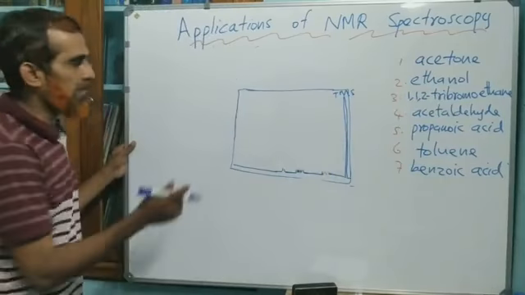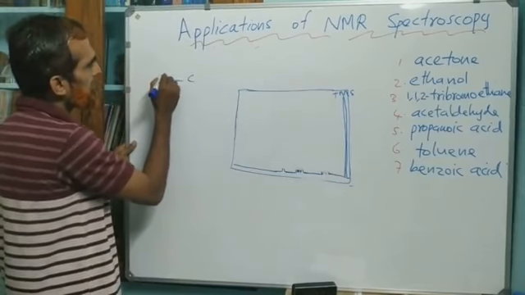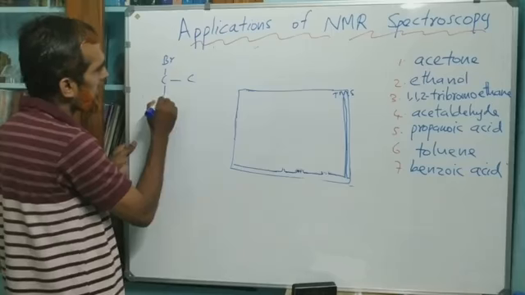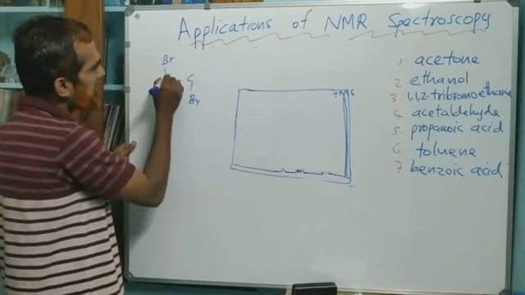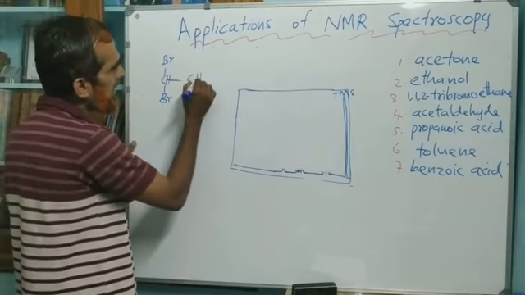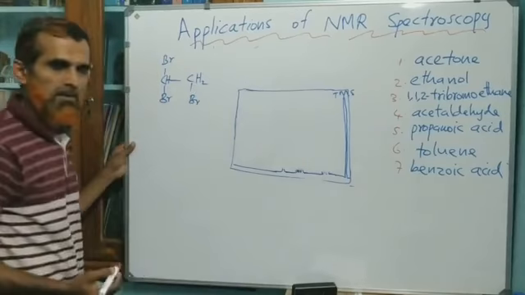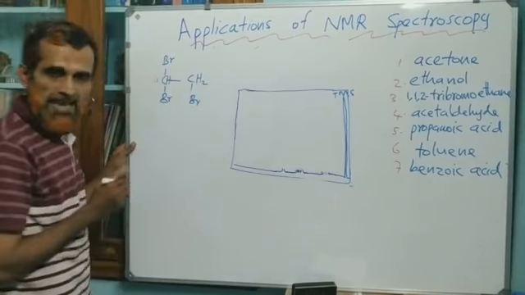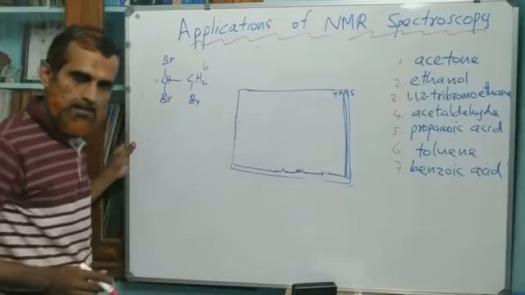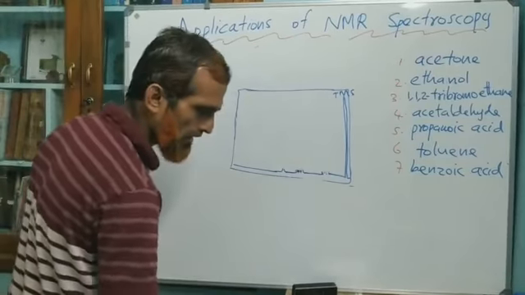1,1,2-Tribromoethane. What's the structure? Ethane, 2 carbon. 1,1,2. So there are 2 bromine here and 1 bromine here. So this is CHBr2, CH2Br, isn't it? What about the number of NMR signals? Here there is 1 proton with 1 chemical environment A, and this is B, right? So you will have 2 NMR signals. And how will it appear?